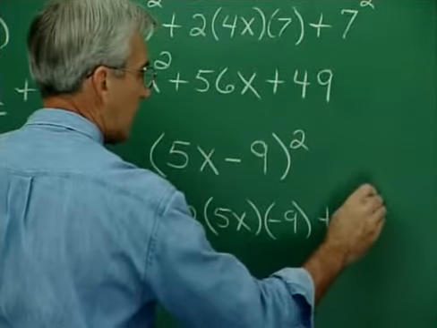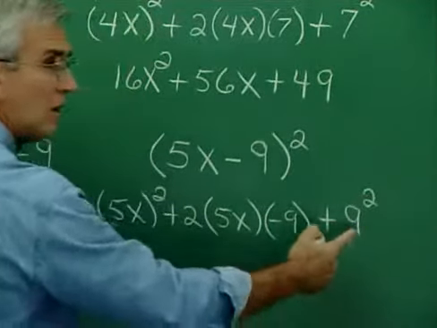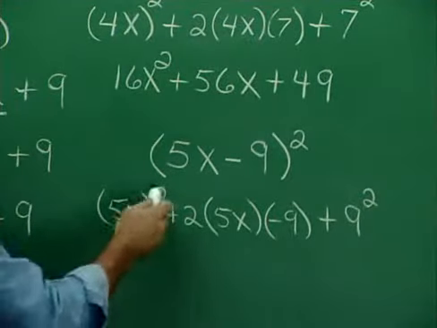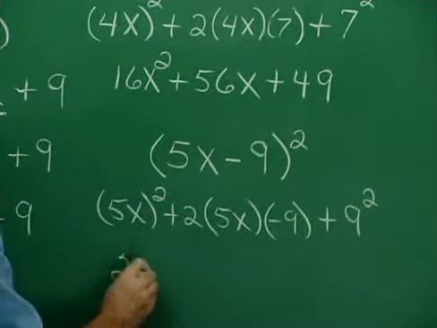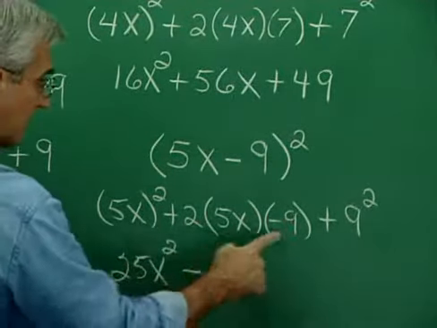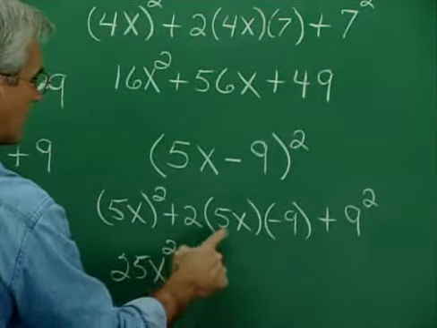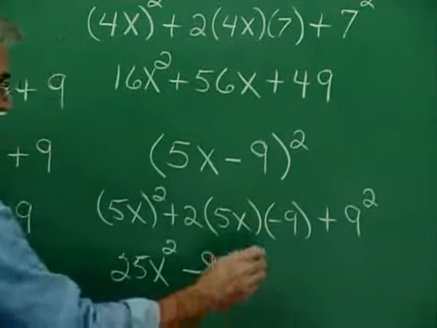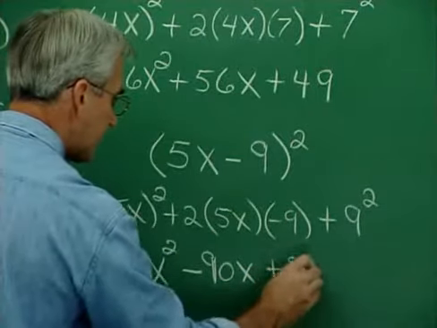Now, it doesn't matter whether we put a plus or a minus in here, for with the 9, when we square, we're going to get a positive result. So we're squaring here, we get 25x squared. Then the middle term is going to be negative, because one of these factors is negative. And then 2 times 5, 10 times 9, 90x. And then 9 squared, 81.